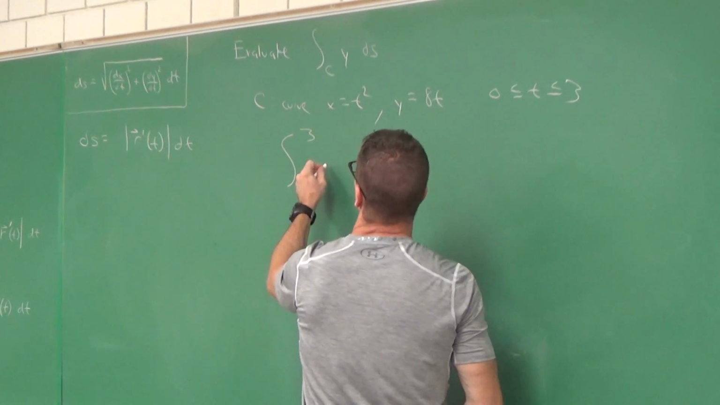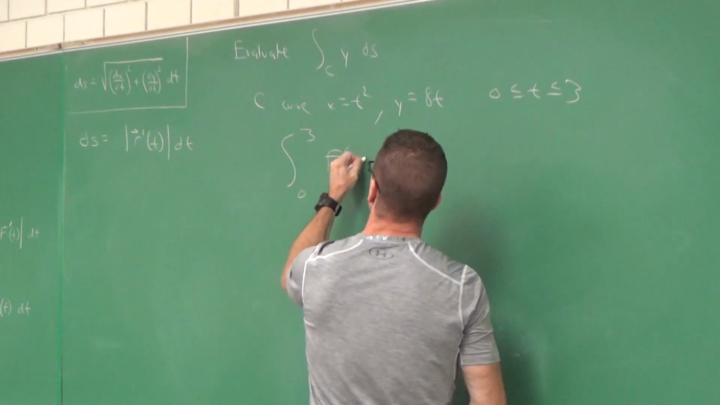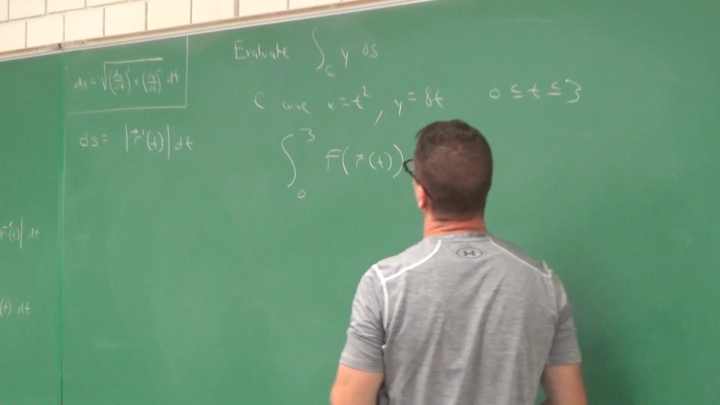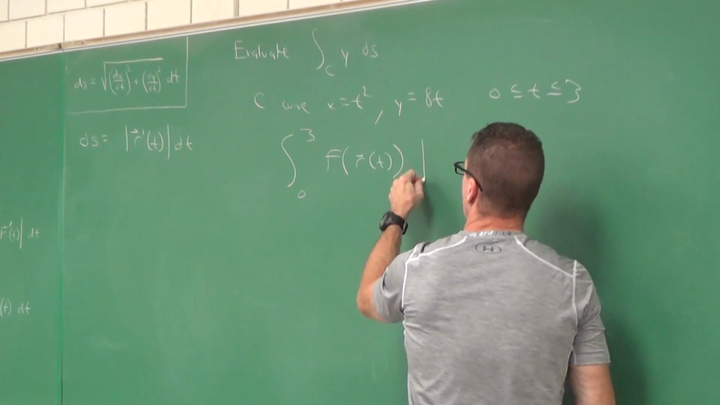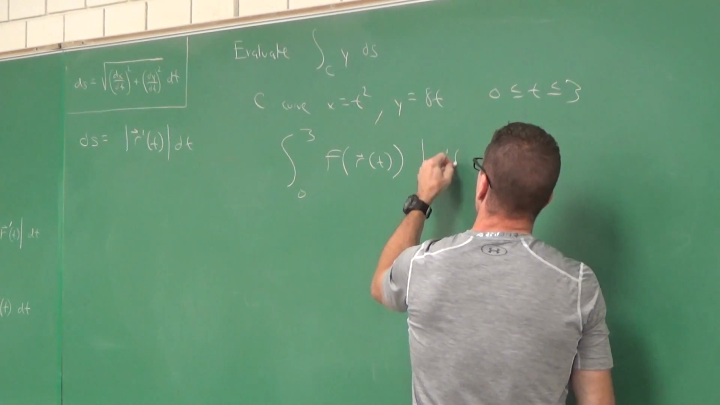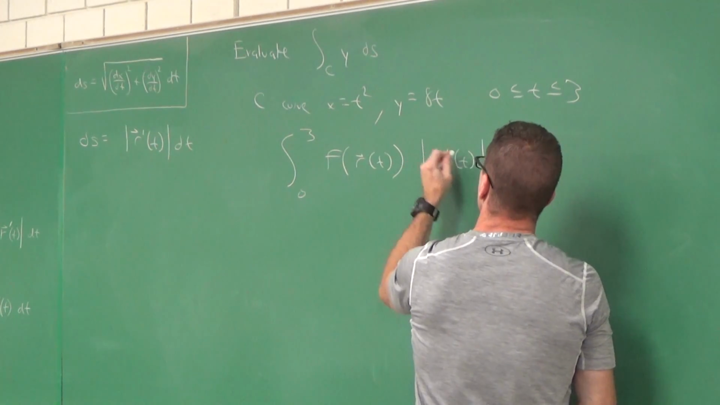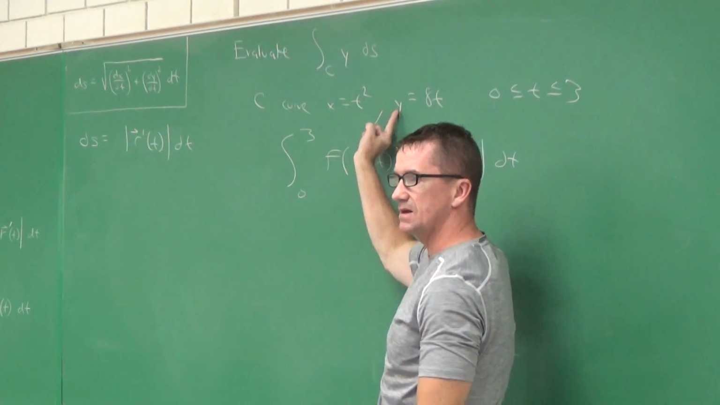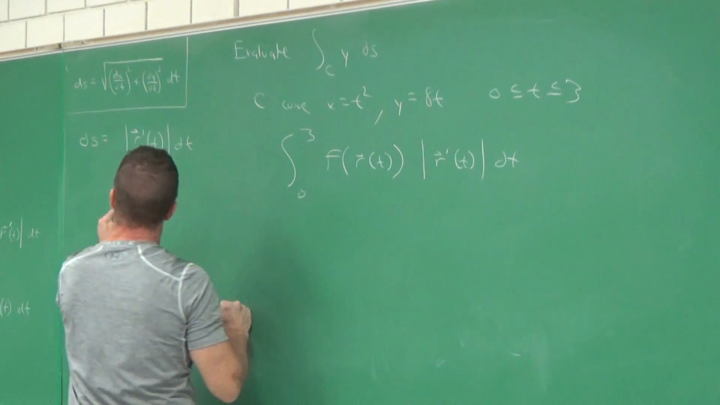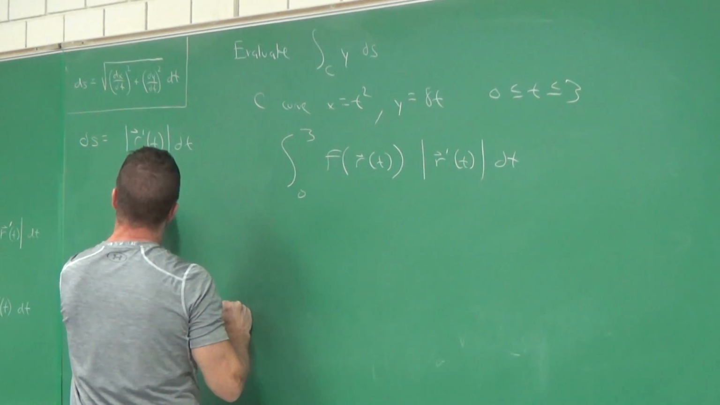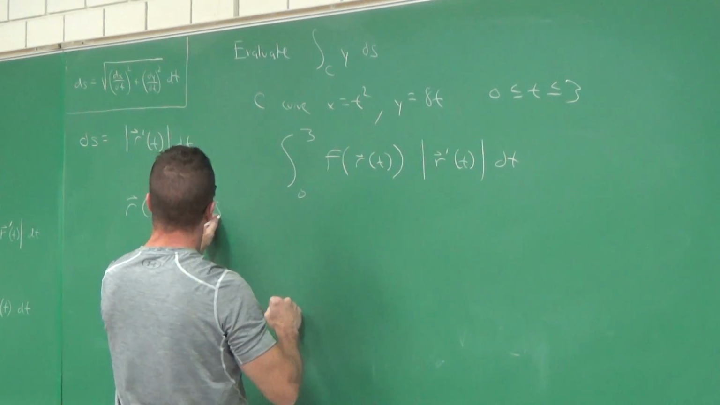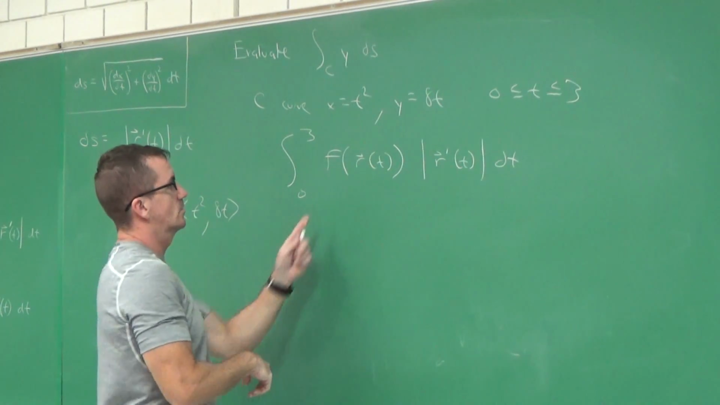And when I need to do the function composed of r of t times the magnitude of r prime of t dt, where that's r, right? See how it's written like this? I'm saying this is r of t. It's what? t squared and dt. So can we start here?